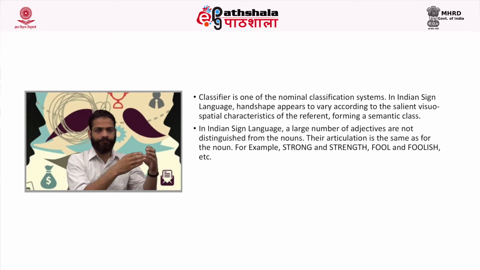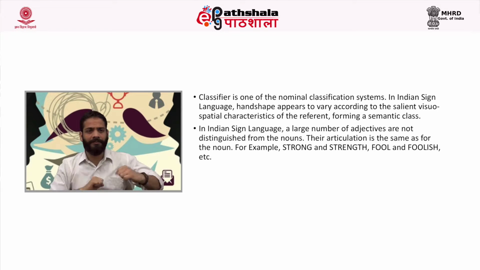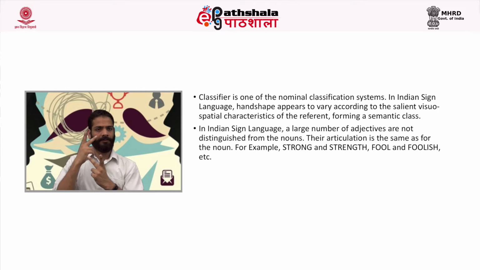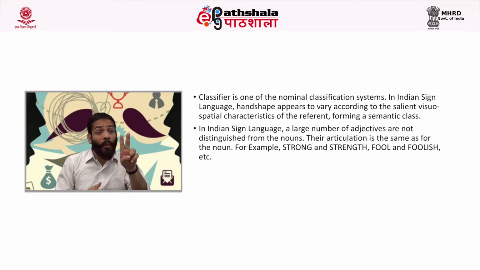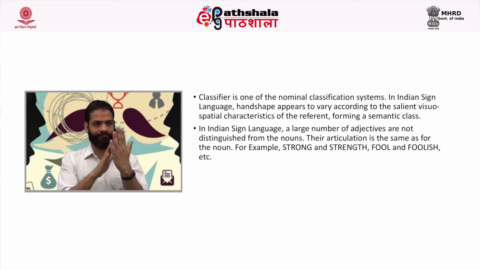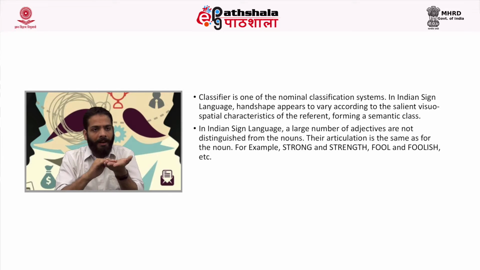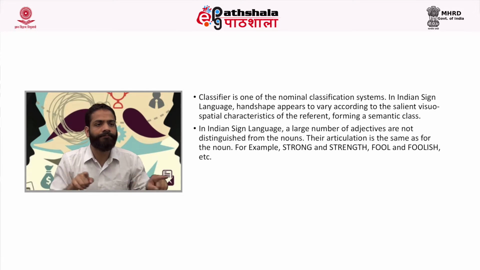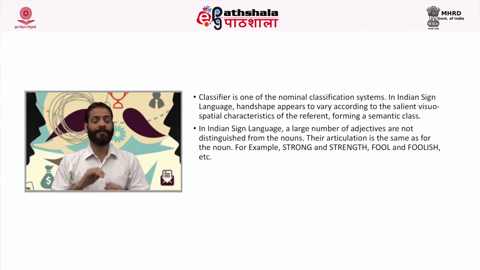Classifier is one of the nominal classification systems. In Indian Sign Language, hand shape appears to vary according to the salient visuospatial characteristics of the referent, forming a semantic class. There are 14 classifiers, of which 12 take physical properties of the referent and vary according to size, shape, and textural appearance of the referent. Such classifiers, which vary over size and shape, are called size and shape specifiers in the sign language literature.